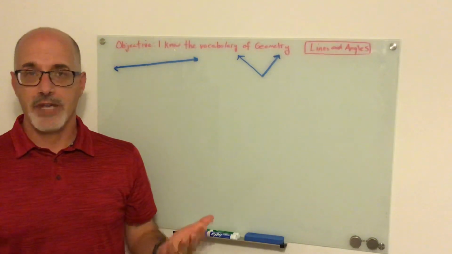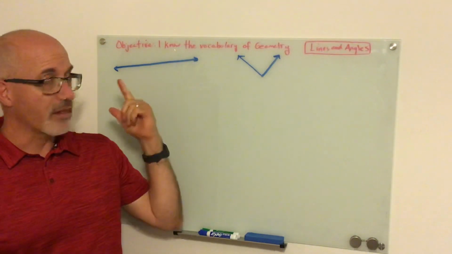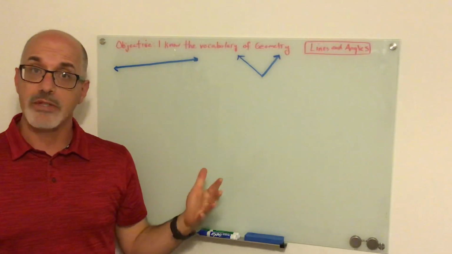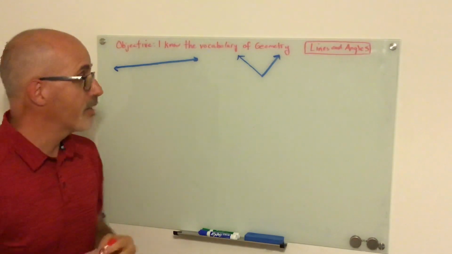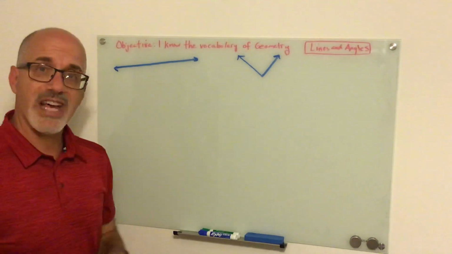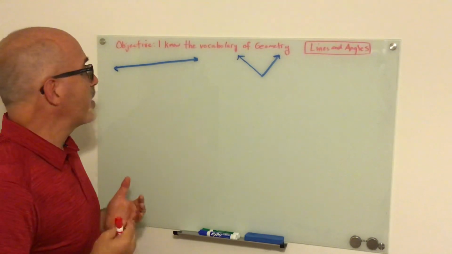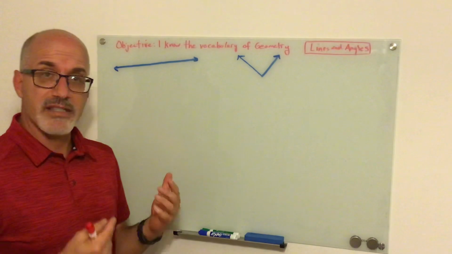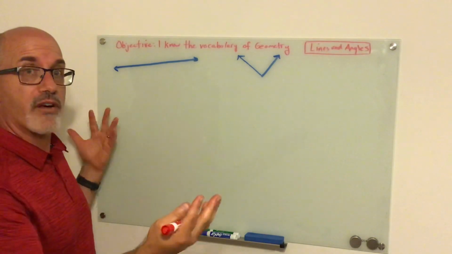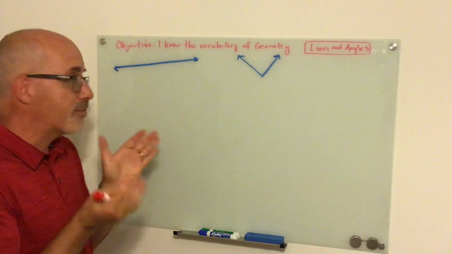This lesson is about vocabulary. In this lesson, we're going to talk about lines and angles and how they help us form a foundation for geometry. Let's start with line. A line is an undefined term, but what we say to describe it is a set of points that go on forever, has no width to it, and just keeps going.